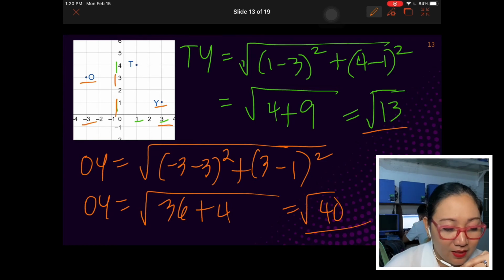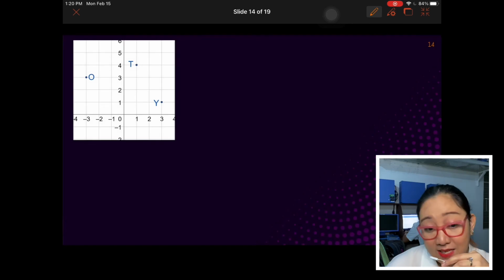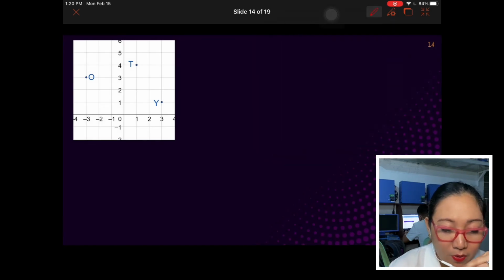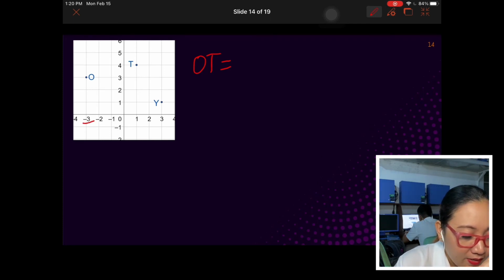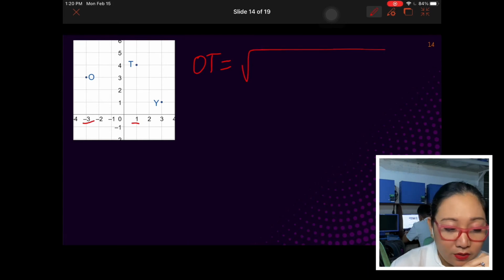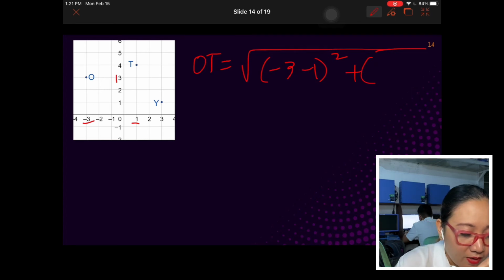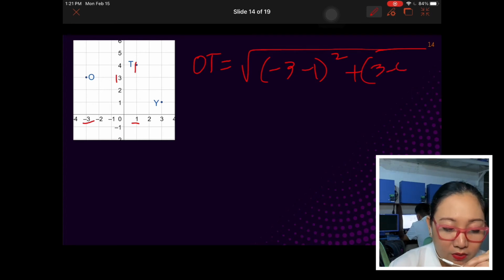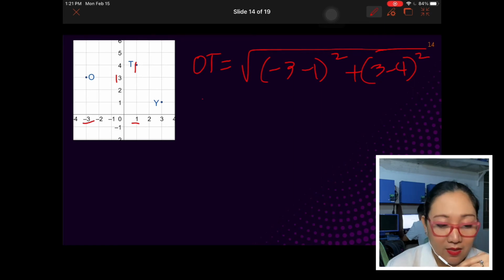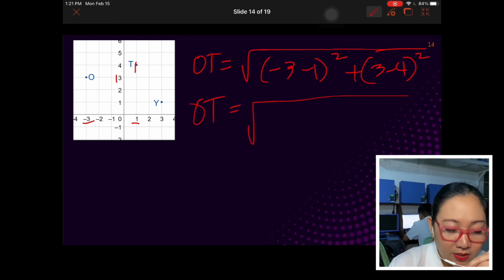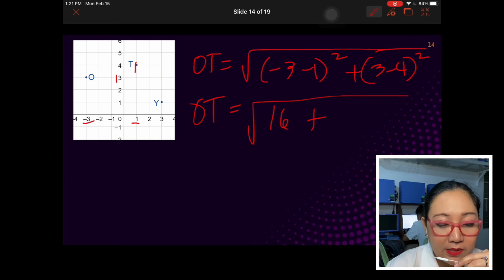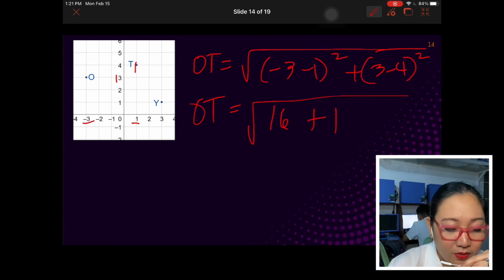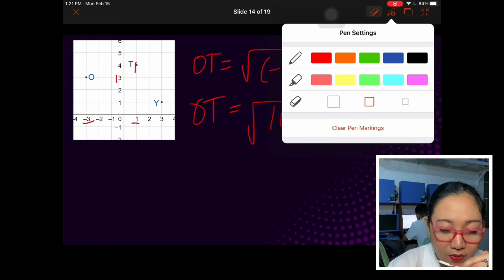Ang natitirang side ay OT. Let's solve OT. Gagamitin ko po ang red. Ang kanilang mga x values ay negative 3 at saka 1. So, square root of negative 3 minus 1 squared plus ang ating mga y values ay 3 at saka 4, so 3 minus 4 squared. Negative 3 minus 1 is negative 4, negative 4 squared is 16, plus 1 squared, that's just 1. You will get an answer of square root of 17.